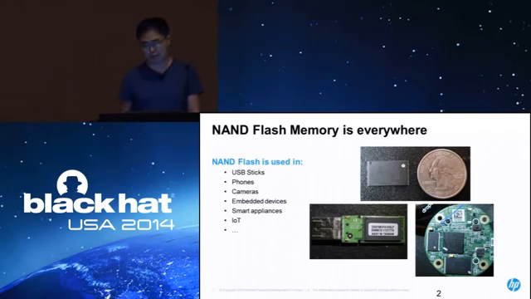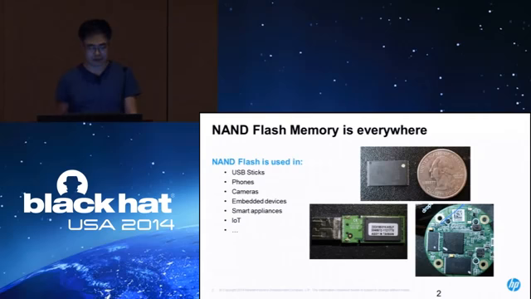And the flash memory is really small, smaller than a quarter. And all the embedded devices, something like Dropcam or smart appliances and cameras and phones, they are using some form of NAND flash memories.